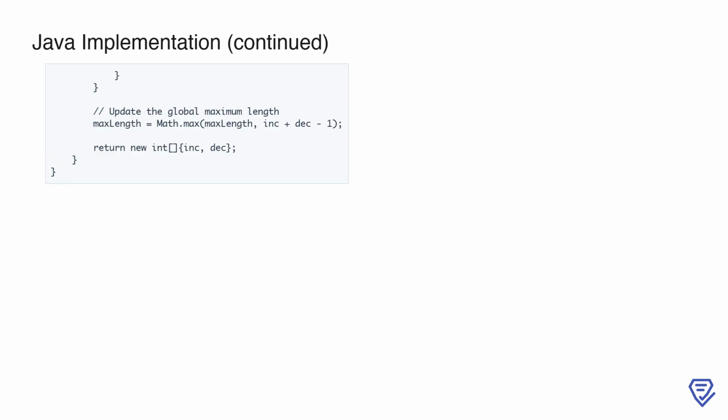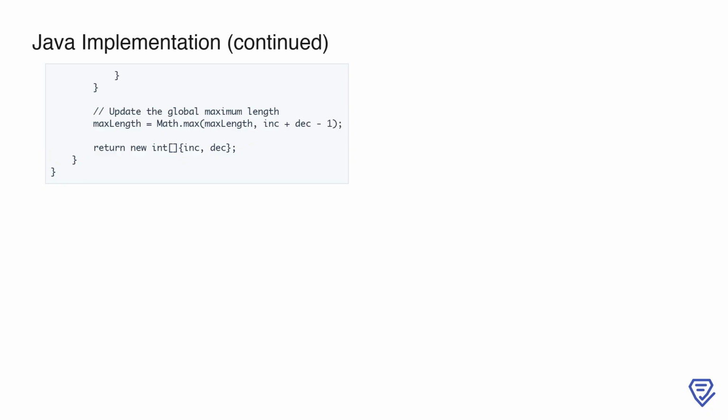After processing both children, we calculate the length of the longest sequence that passes through this node by adding inc and dec and subtracting 1 to avoid double counting the current node. We then update the global maxLength variable if this sequence length is greater than the current maximum. Finally, we return an array containing the inc and dec values, which represent the longest sequences starting at this node in both directions.